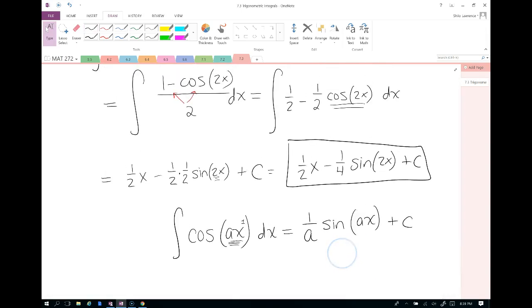So that's all I did here. I recognize that the derivative of my angle was 2, so it's going to throw an extra half out front. I already had a half out front, and now the antiderivative is going to put another one out there.